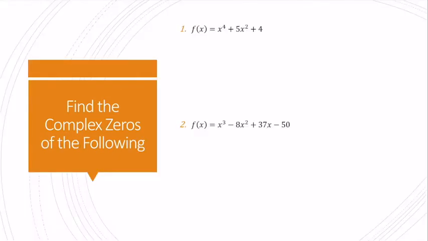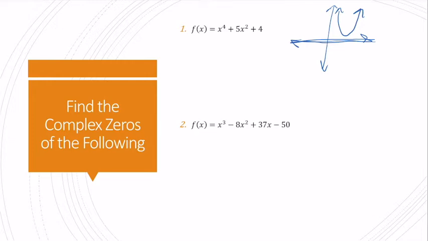This first example, x to the fourth plus 5x squared plus 4, is a little bit different. It's a little bit different because we're going to have to use substitution. The reason I know this is if I was to graph this polynomial, it looks something kind of like this. It never intersects our x-axis, so it never has any zeros.